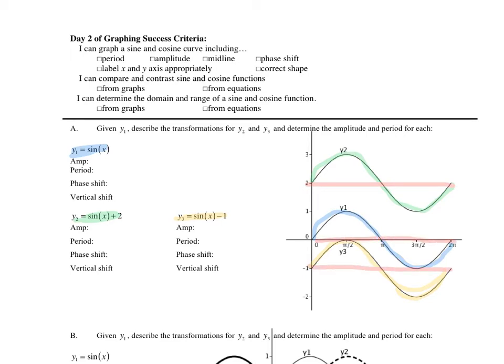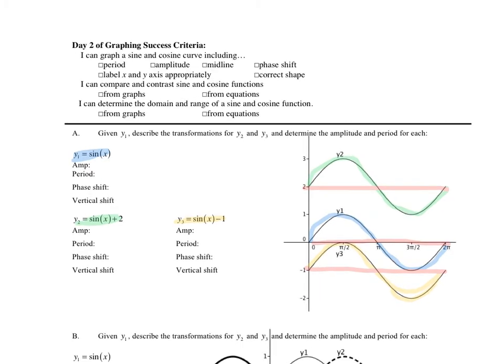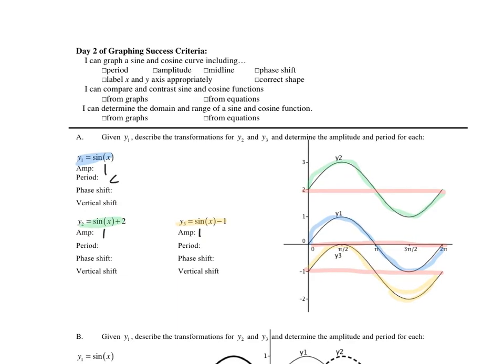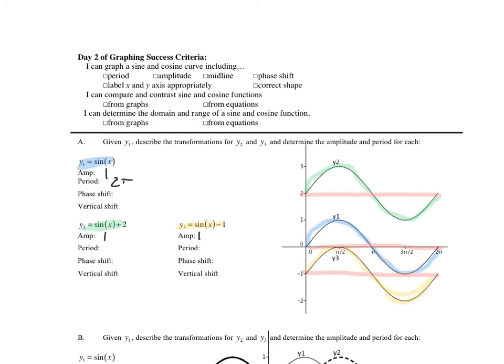So all of these are going to have the same amplitude, 1. All of these are going to have the same period, 2 pi. All of them are going to have the same phase shift, nothing. They're starting right at 0. When you see phase shift, you want to think starting point. And vertical shift, they are up 2. So 0 for this one, 2 for this one, and -1 for this one.